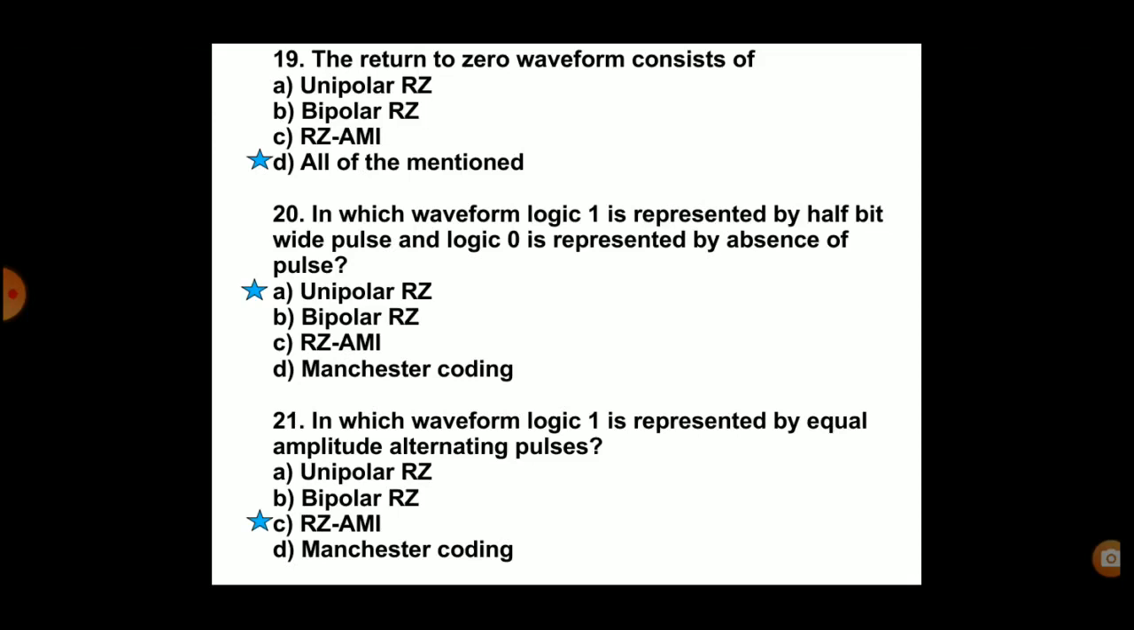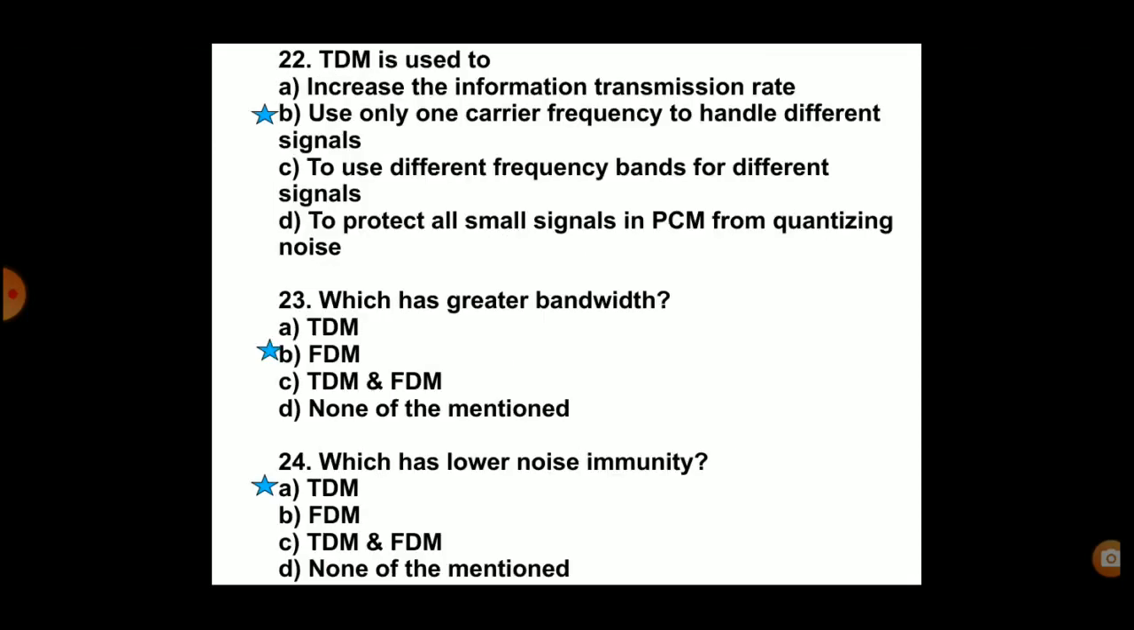In which waveform logic 1 is represented by half bit wide pulse and logic 0 is represented by the absence of pulse? Options are unipolar RZ, bipolar RZ, RZ AMI, Manchester coding. Correct answer is unipolar RZ. In which waveform logic 1 is represented by equal amplitude alternating pulses? Unipolar RZ, bipolar RZ, RZ AMI, Manchester coding. Correct answer is RZ AMI.